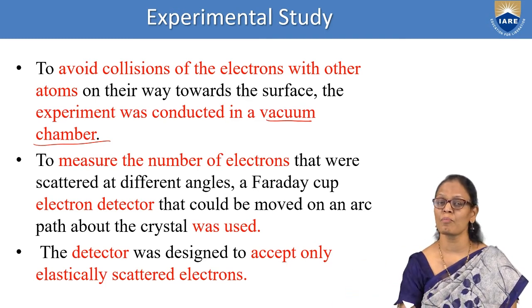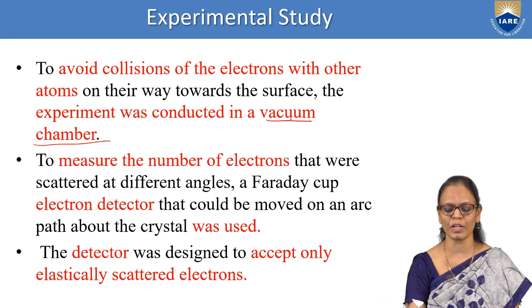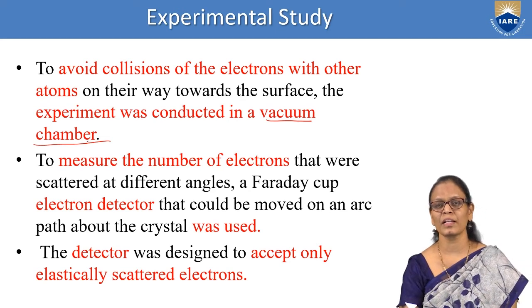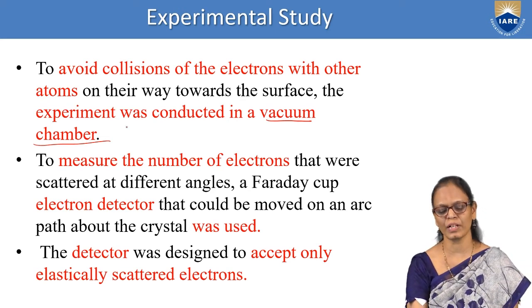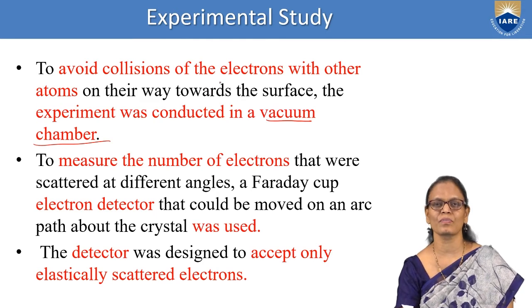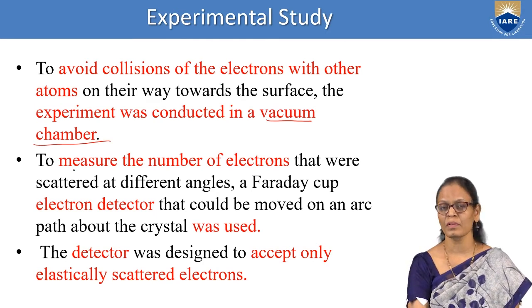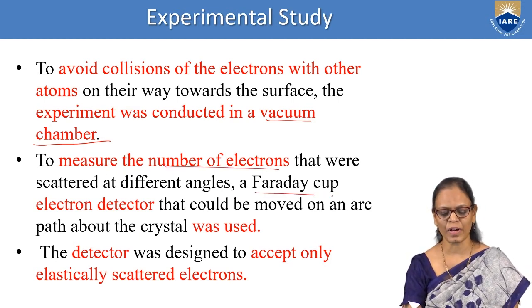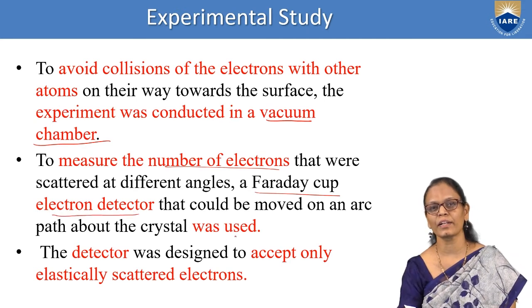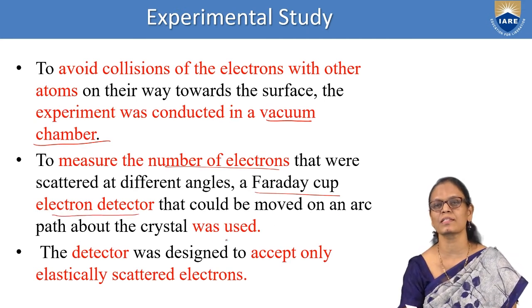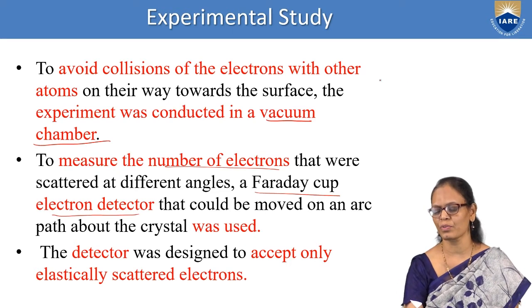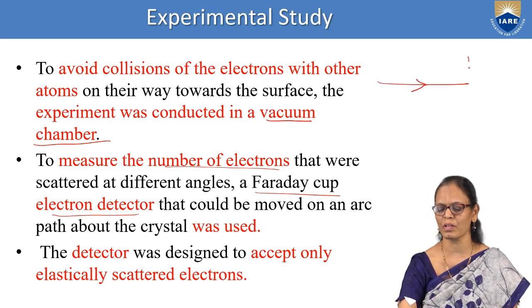Most of the experiments we do where we see electric discharge and all of them are done in a vacuum chamber. The main reason for it is to avoid collisions with other atoms. So, to measure the number of electrons that are scattered at different angles, a Faraday cup electron detector that would be moved on an arc path about the crystal was used. I've already explained it to you. So, if this is the beam of electrons, this is the nickel crystal, and these are the electrons that are reflected.